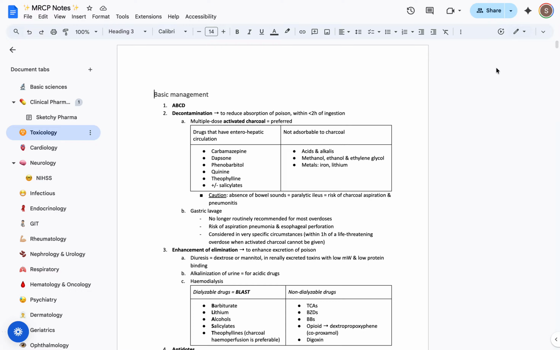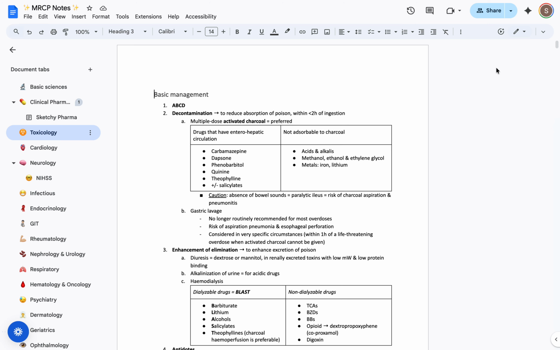There are poisons that are not absorbable to charcoal, and activated charcoal would not help. So acids and alkalis, alcohols, and metals. These will not benefit from activated charcoal. Take care that if there is a paralytic ileus, there is a risk of charcoal aspiration and pneumonitis. So you have to make sure that the patient does not have paralytic ileus.